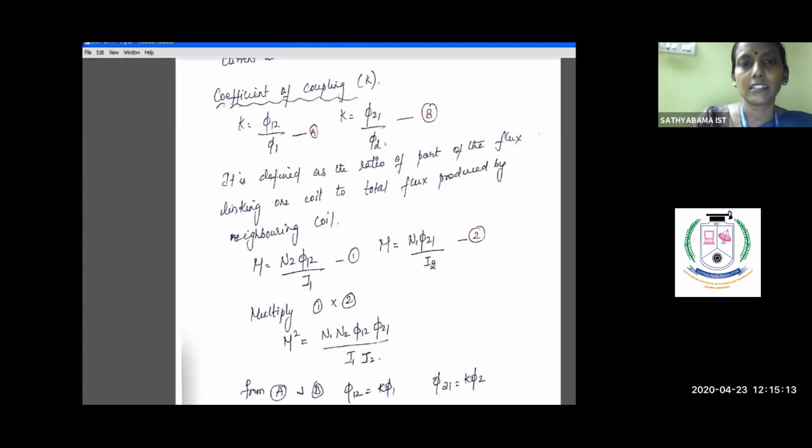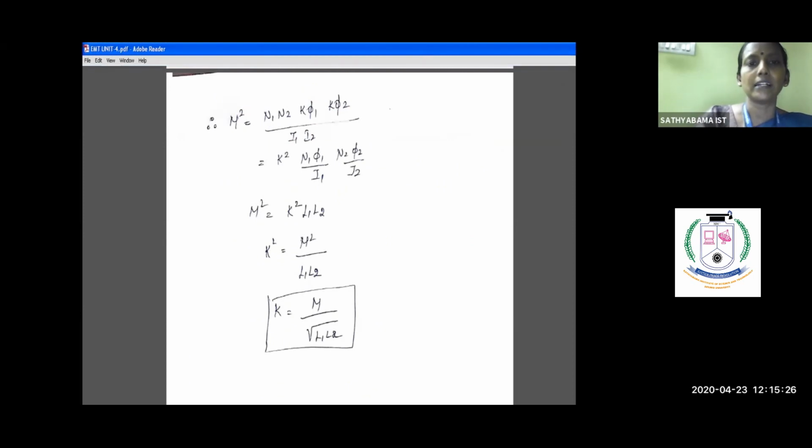So this phi21 and phi12 can be replaced from the equations A and B. So now you just see the equation. From that, your phi12 can be written as K into phi1, and phi21 can be written as K into phi2. So substitute both the equations here. You'll end up with K square N1 phi1 by I1 times N2 phi2 by I2. And we know that N1 phi1 by I1 can be written as self-inductance, that is L1, and similarly that one is L2. So from that, K can be written as M divided by square root of L1 L2.